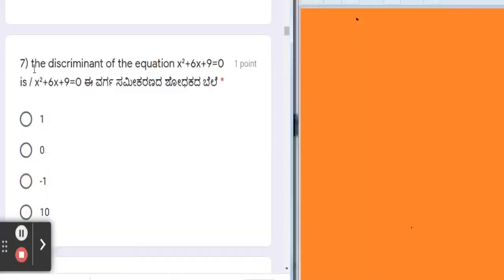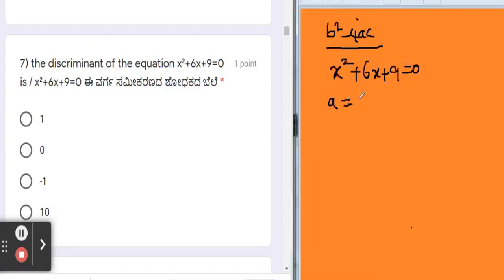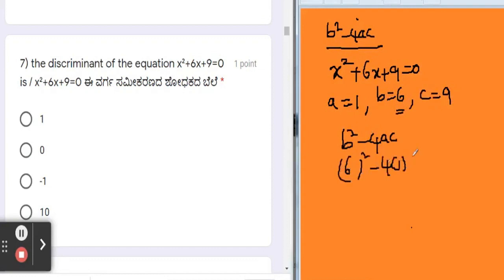Next question in quadratic equation. The discriminant of the equation x square plus 6x plus 9 is equal to 0 is. So discriminant, in the previous question itself we discussed, discriminant is nothing but b square minus 4ac. So what is b in this quadratic equation? First I will write the quadratic equation as x square plus 6x plus 9 is equal to 0. In the quadratic equation, a is 1, b is 6, which is the coefficient of x, and c is 9. Applying the discriminant formula, b square minus 4ac, I am replacing the value of b with 6 square minus 4ac.